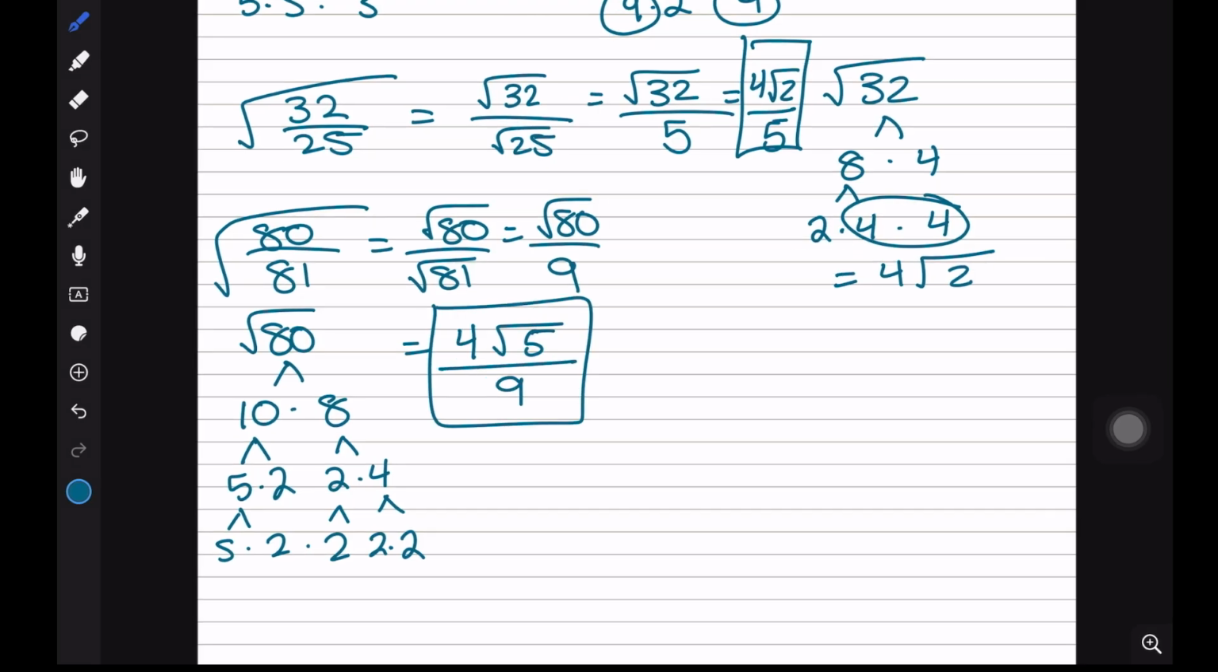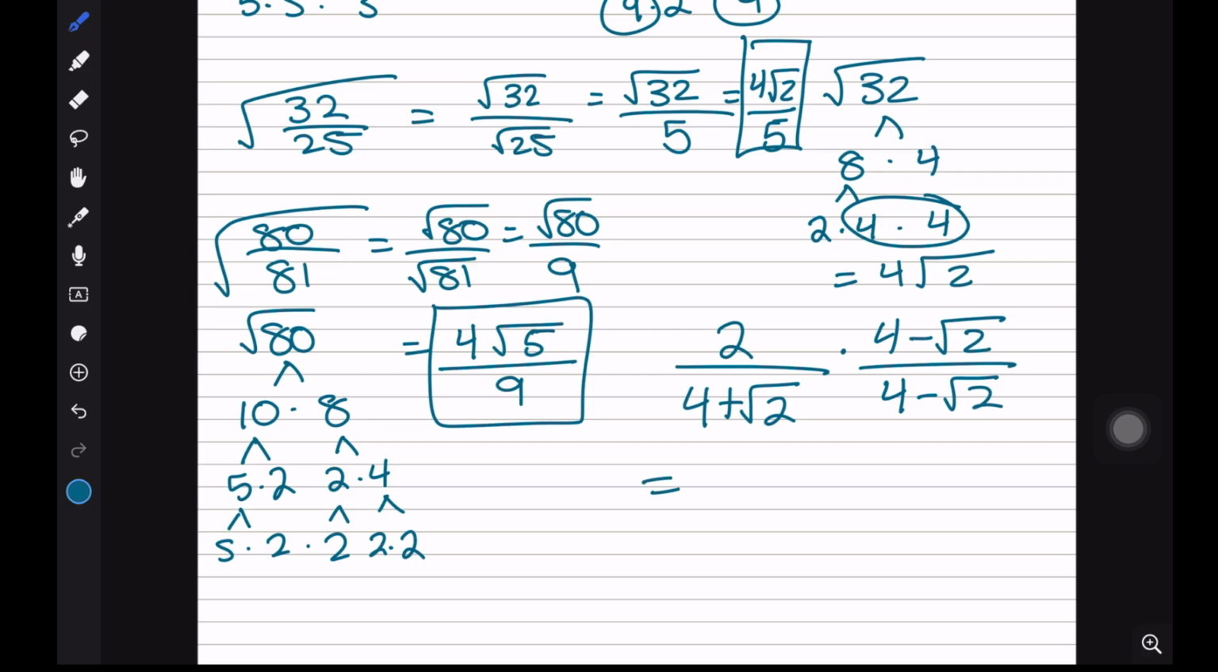Now, if you have a fraction on the bottom and it has a square root, what you're going to do to solve is you're going to apply the conjugate. So in this example, we have 2 divided by 4 plus square root of 2. You're going to multiply both the top and the bottom by its conjugate. So it would be 4 minus the square root of 2. And the denominator is the same. So 4 minus the square root of 2.